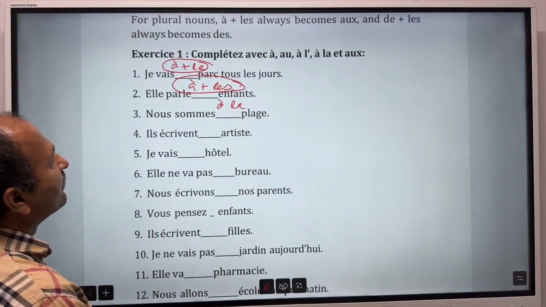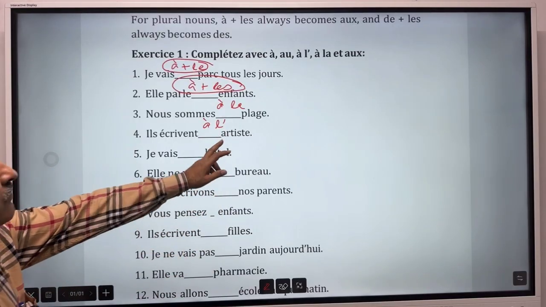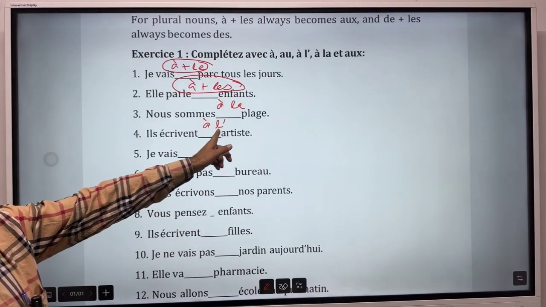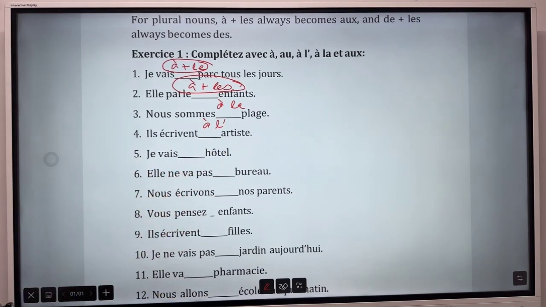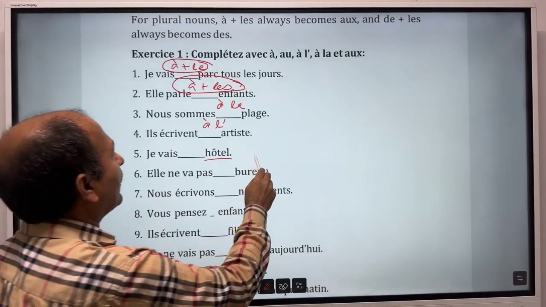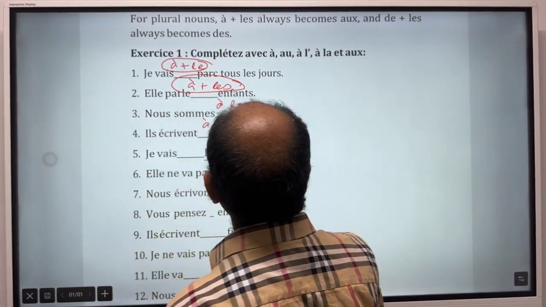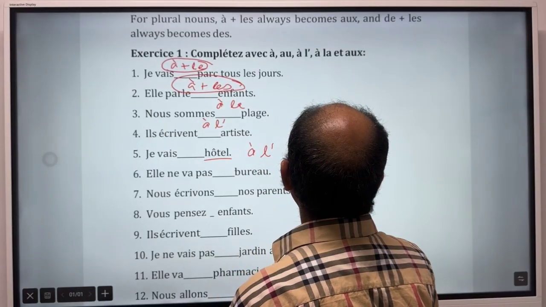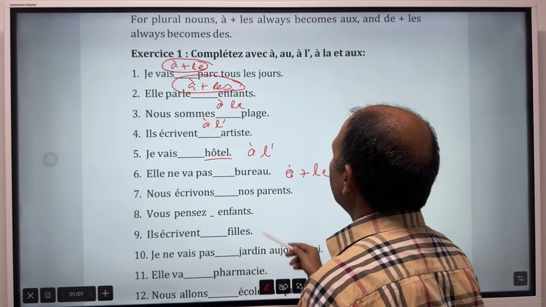Ils écrivent à l'ami. L apostrophe because here the definite article L apostrophe will be used. So the rule is very simple. Check the word, what article you are going to use before it. If you are going to use L apostrophe, just put à before it. Here, what article you will use? You will use le, and if you put à before it, you know it contracts to au.